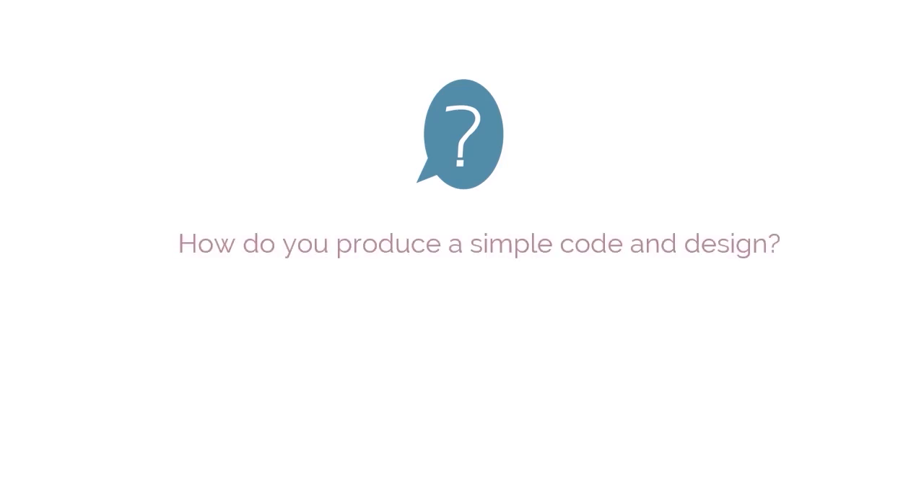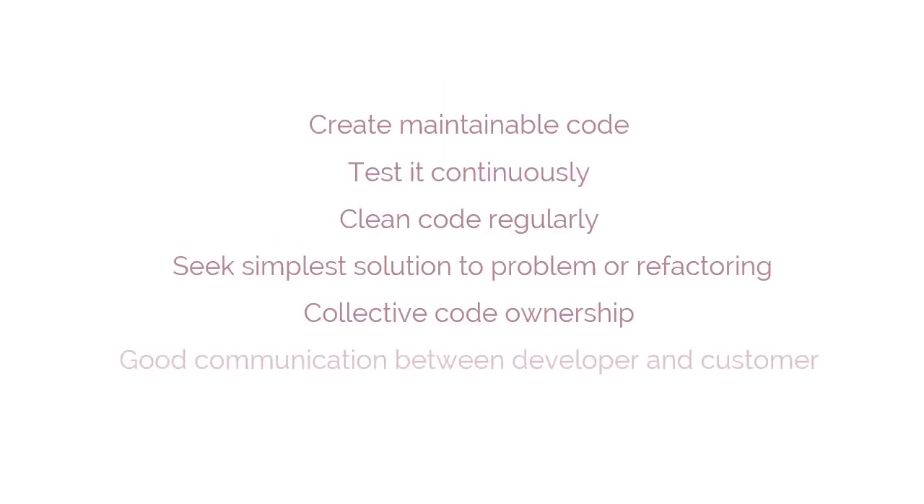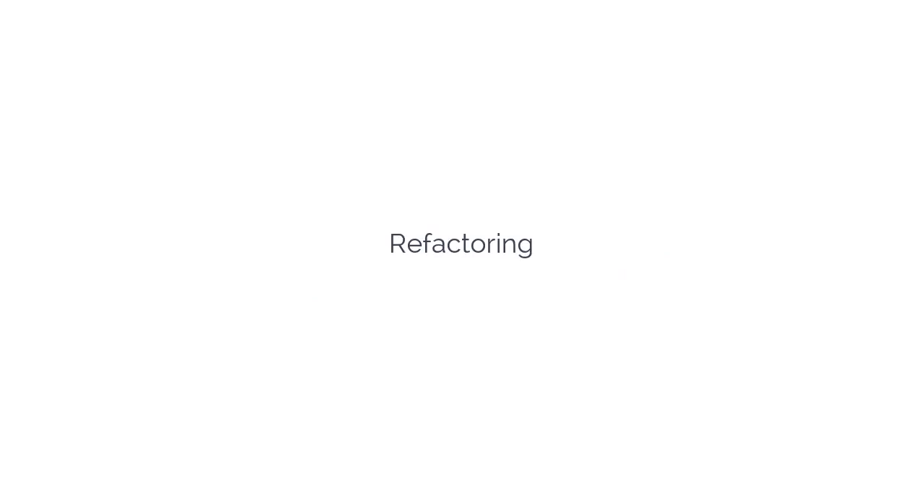So how do you produce a simple code and design? A simple code and design requires creating maintainable code, testing it continuously, cleaning the code regularly, seeking the simplest solution to the problem or refactoring, collective code ownership, and good communication between the developer and the customer to identify necessary features. The next coding practice is refactoring.